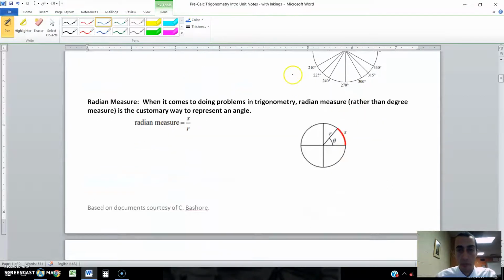All right. So radian measure. Radian measure is a second way of representing the size, in a sense, of an angle. So degrees is the first way. Degree is 1/360th of a turn.